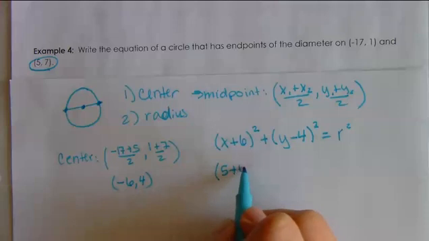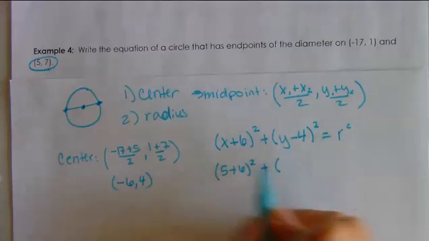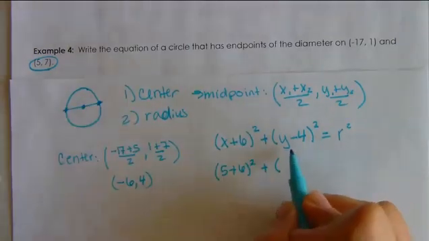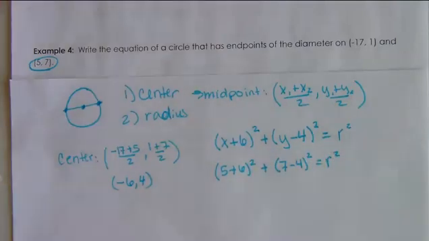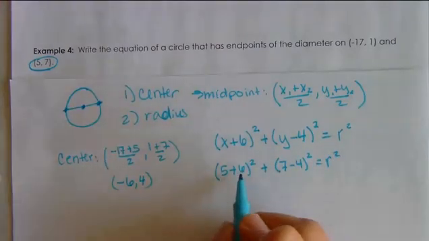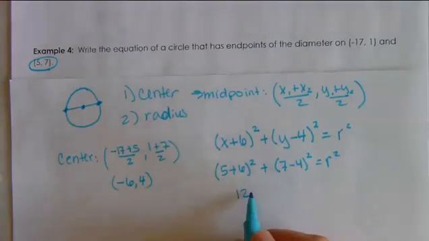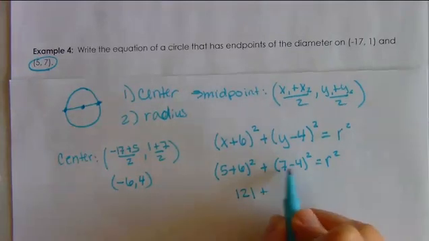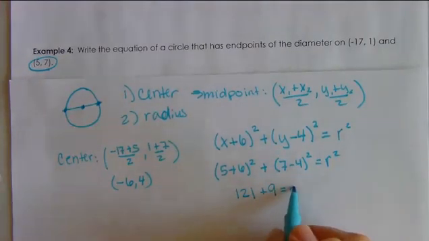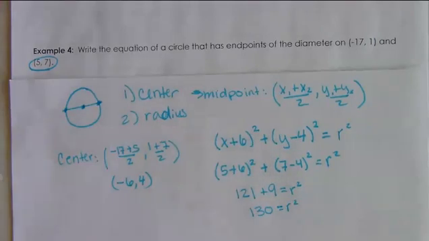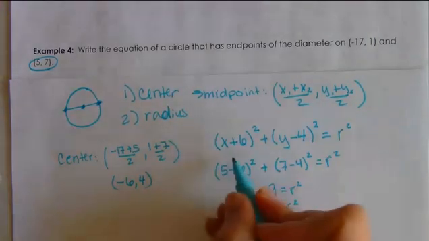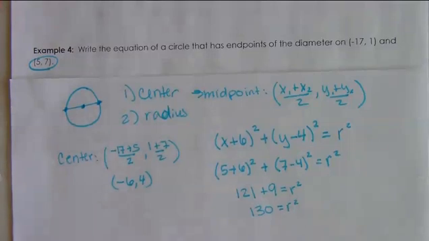So 5 plus 6 squared, plus, I'm going to take my y as 7, I'm going to plug it in here. 7 minus 4 squared, and that's going to give me my r squared. So this is 11 squared, which is 121, and this is going to be 3 squared, which is 9. So I get that 130 equals r squared. So now I'm done. I'm just going to basically rewrite this whole thing up here, except instead of r squared, I'm going to put 130.